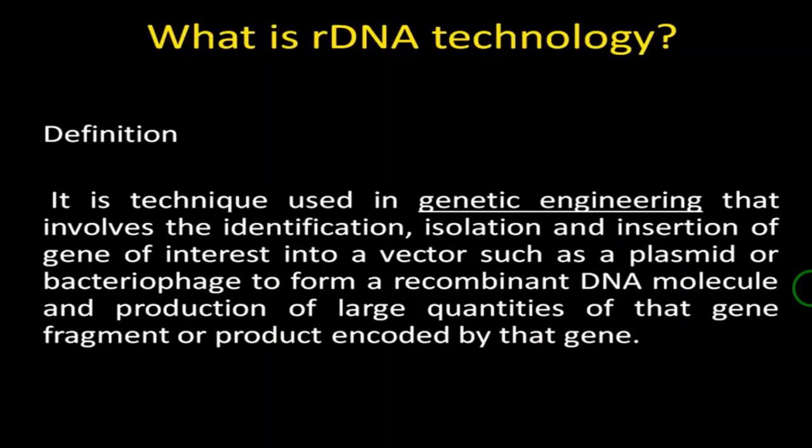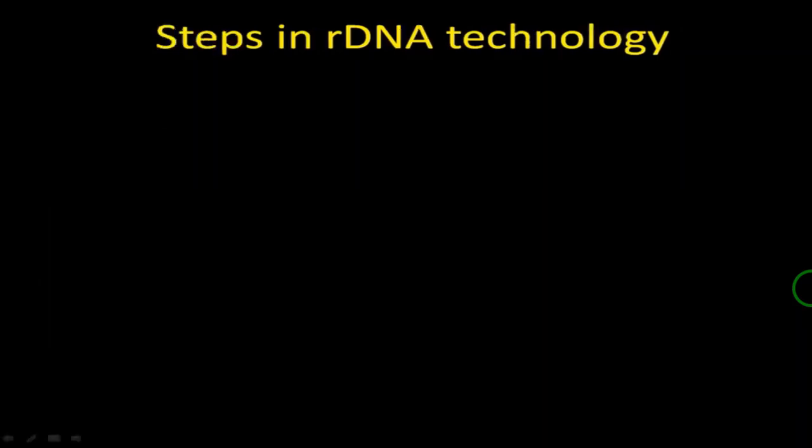Okay, so using this strategy, several enzymes, hormones and vaccines can also be produced. Understand, children? Using this recombinant DNA technology, we can produce several enzymes, hormones and vaccines. So now we have to see the steps in rDNA technology. There are 5 steps.